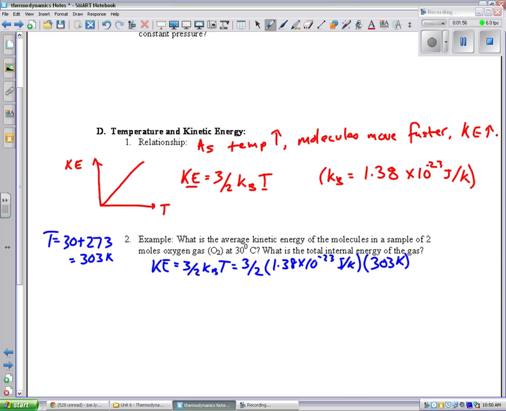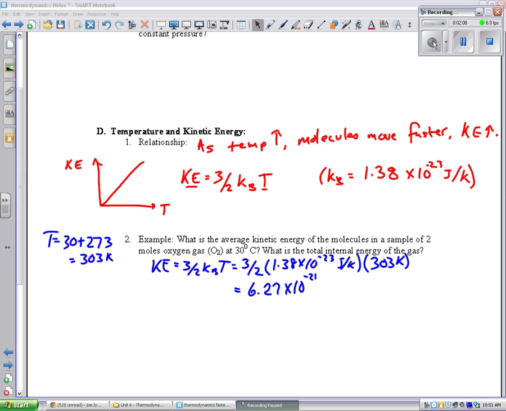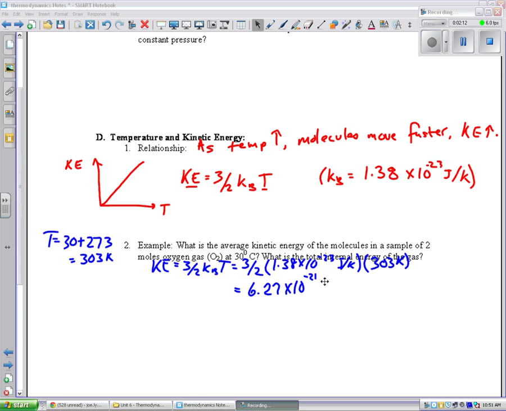Okay. And when I multiply that together, I end up with a kinetic energy of 6.27 times 10 to the minus 21 joules per molecule. Now that's the average kinetic energy of each molecule. Some of the molecules will be going a little faster, some will be going a little slower. This is just the average.